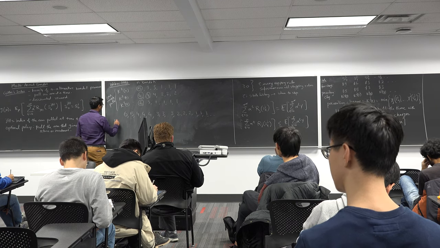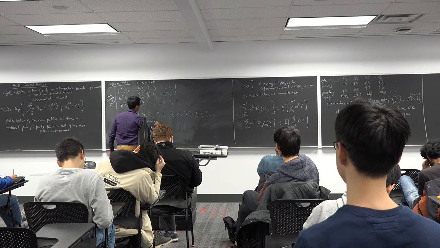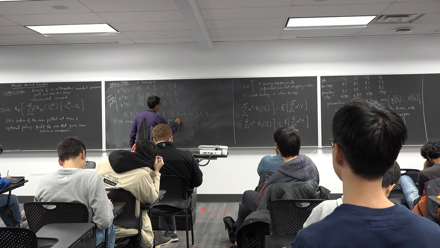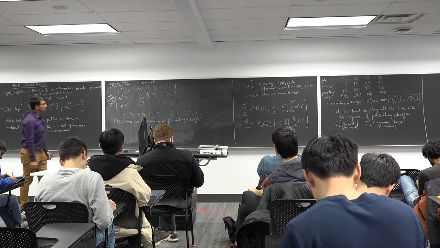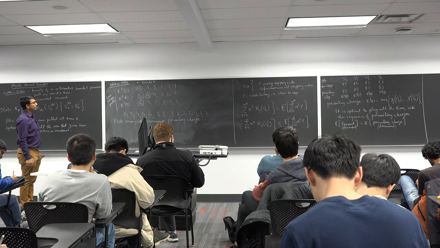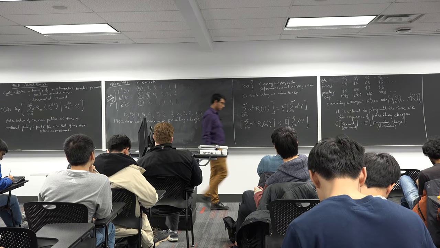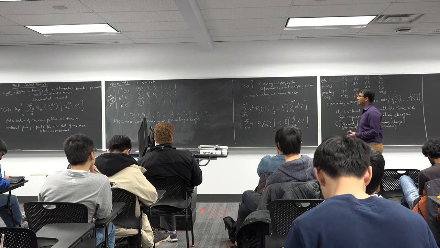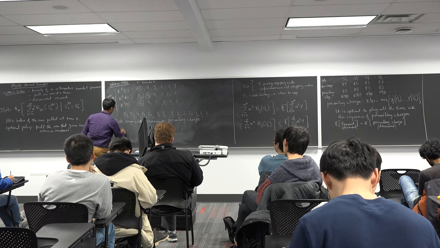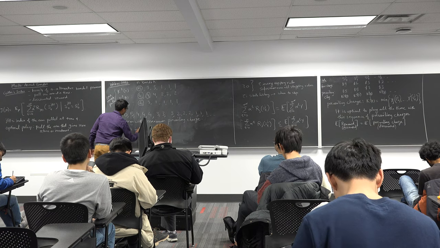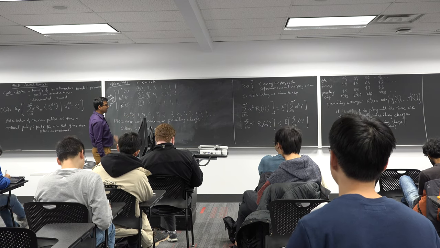So you pick the arm with maximum prevailing charge. Okay. This is the Gittins index policy, where the Gittins index is the same as the prevailing charge.